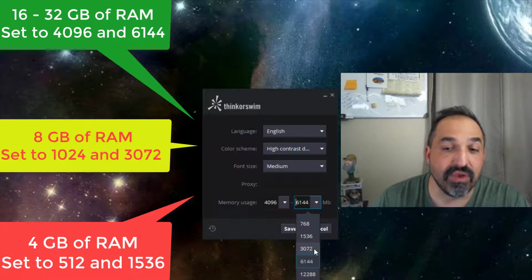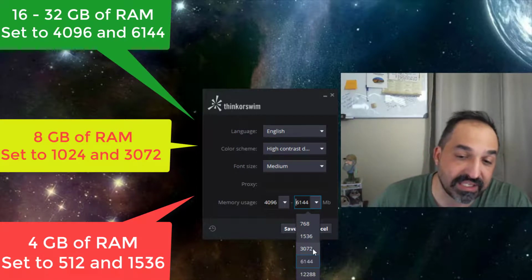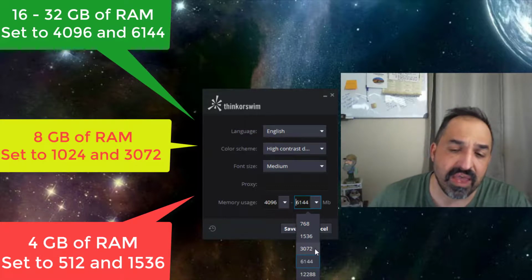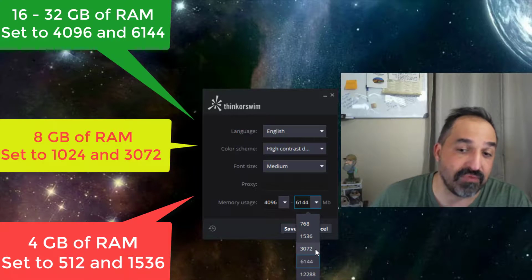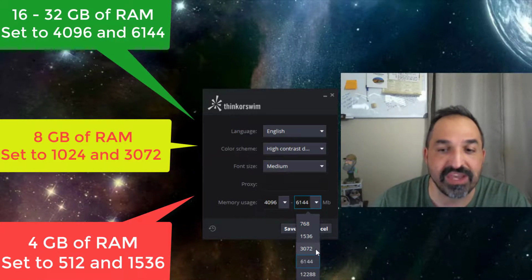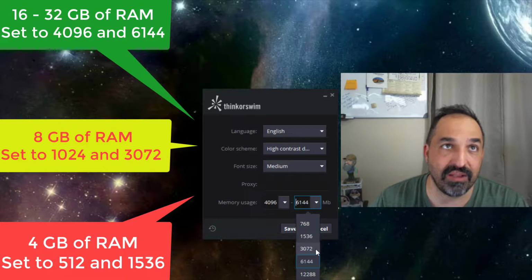Most of the time, your memory usage on ThinkOrSwim is around the 3 gig mark. So even though I have mine set to 6 gigs, it doesn't use most of it all the time. And setting yourself with a maximum RAM usage of 3,072 megabytes, or 3 gigs, is going to give you pretty much the best memory allotment available if you only have 8 gigs of RAM.